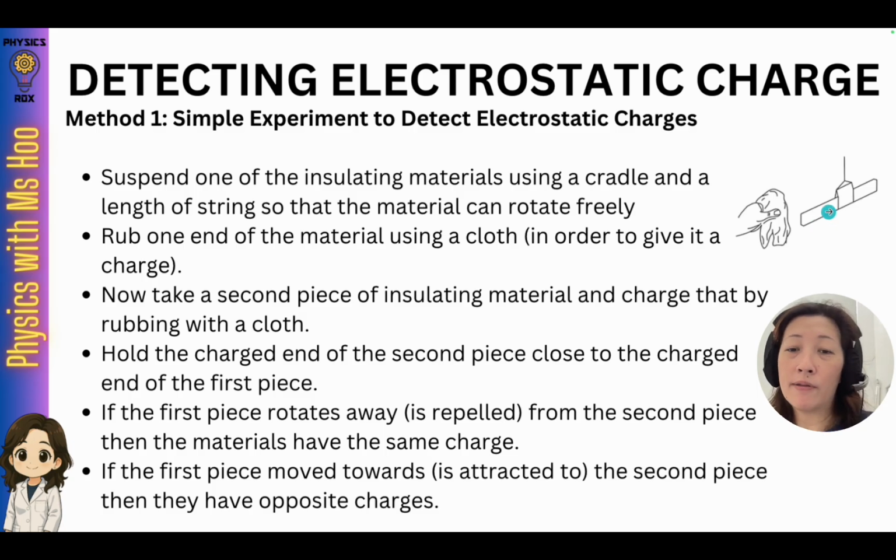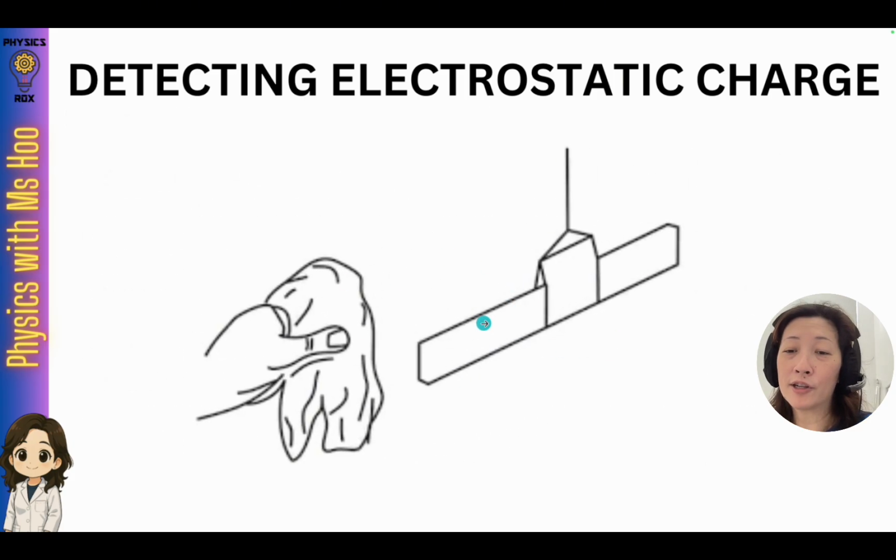Rub one end of the material with the cloth in order to give it a charge. Now you take another piece of insulating material and charge that by rubbing with the cloth, and you hold the charged end of the second piece close to the end of the first piece. If you find that a freely rotating material rotates away, that means the materials have the same charge. Whereas if it moves towards the second piece, then they have opposite charges. If there is no movement, then there's no electrostatic charge. So here is a bigger version of the image, and you can even try this at home.